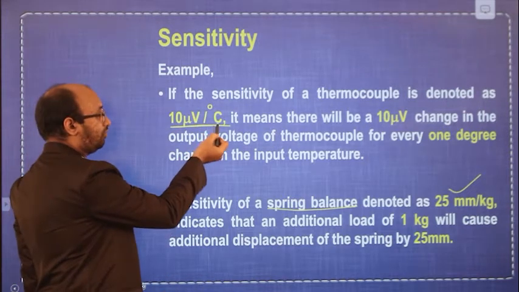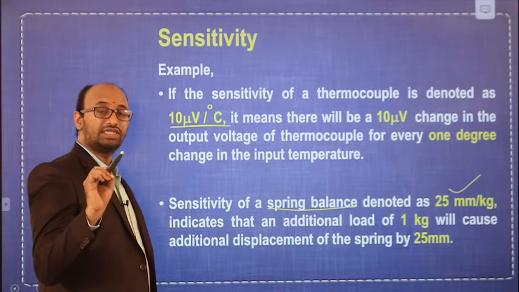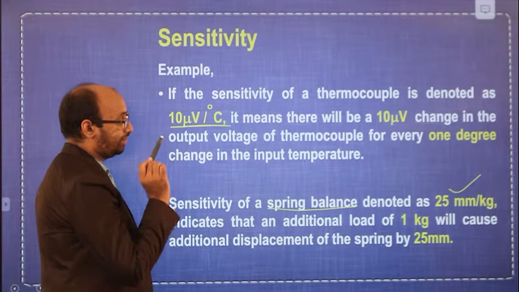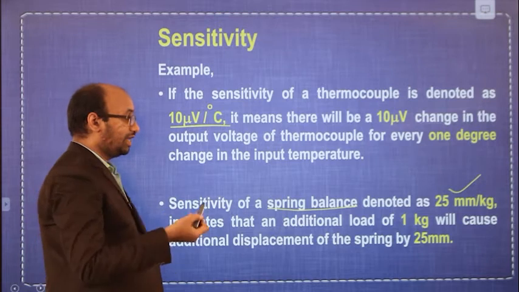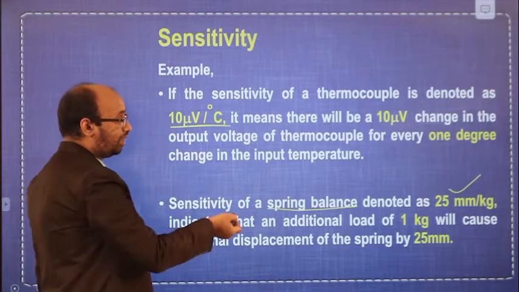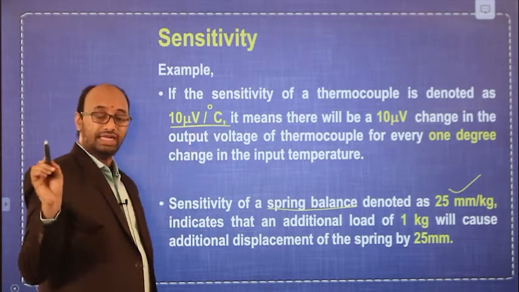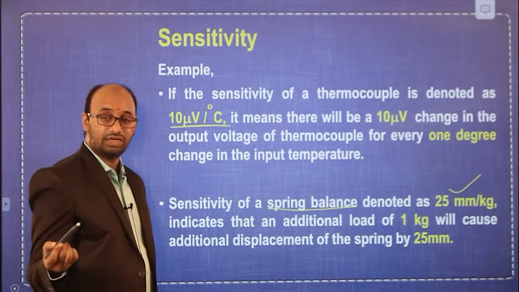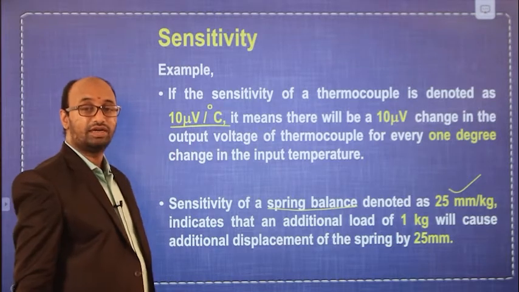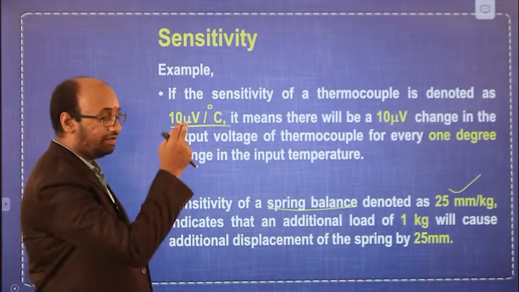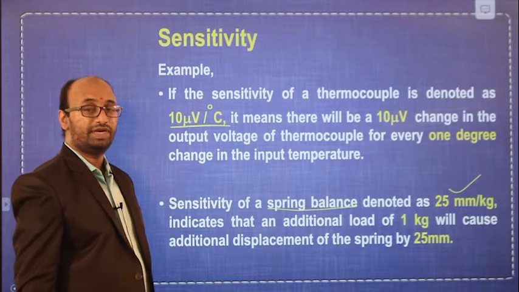In the case of the thermocouple, for every 1 degree change in the input temperature, the output changes by 10 microvolts. Similarly, for the spring balance, for every 1 kg weight added, the spring gets displaced by 25 mm. And these two are valid for the linear case. The thermocouple was linear, and similarly the spring balance is also linear, so for these two linear instruments these are the sensitivities specified. If the instruments are non-linear, the sensitivity will be different at every operating point.